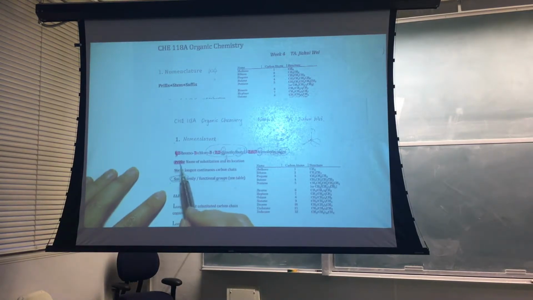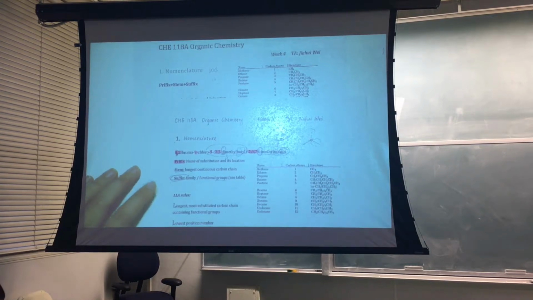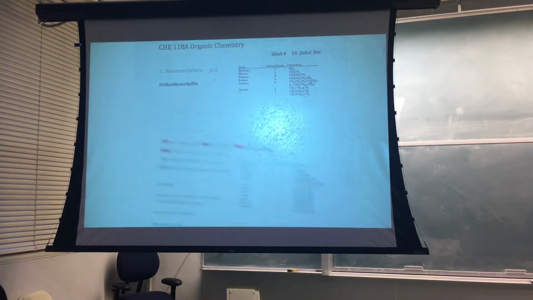And I just highlight them already. The pink one is the prefix, which is the number notation. And then the functional group, which for this one is a known name, and whatever the functional group is, which has to be ended with. And there's a table, which has a C table.